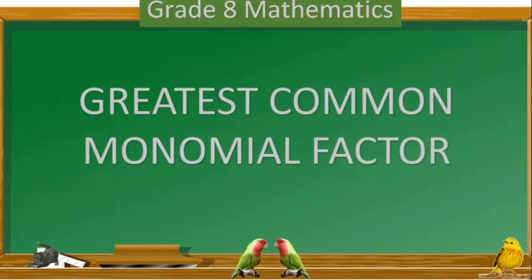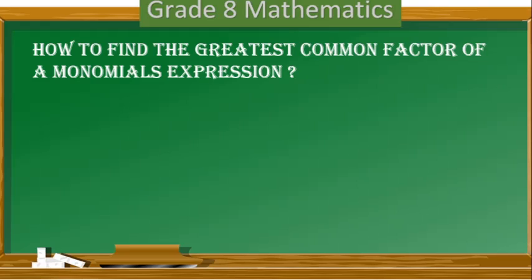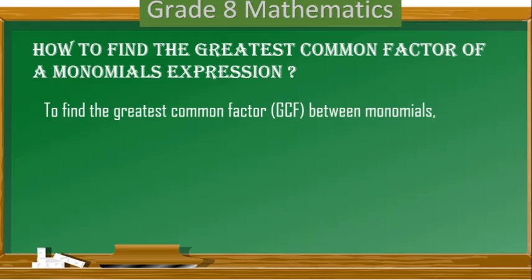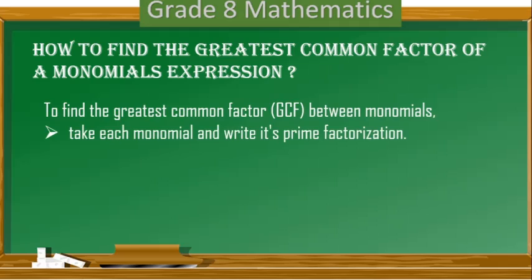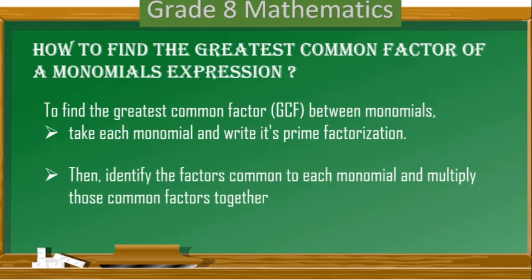For today's lesson is about the greatest common monomial factor. How to find the greatest common factor of a monomial expression. To find the greatest common factor or the GCF between monomials, first take each monomial and write its prime factorization. Then identify the factors common to each monomial and multiply those common factors together.